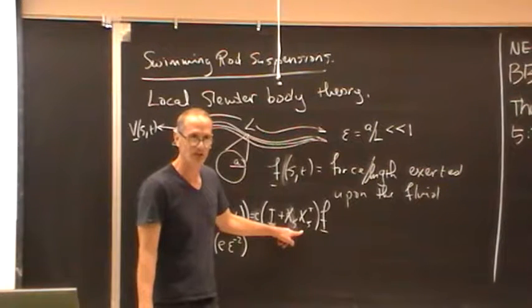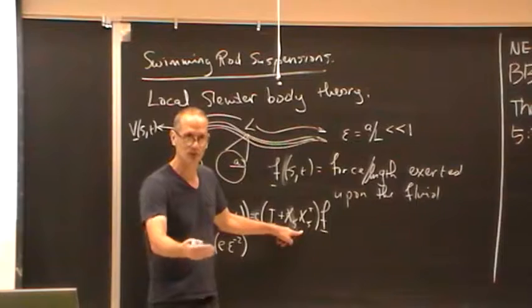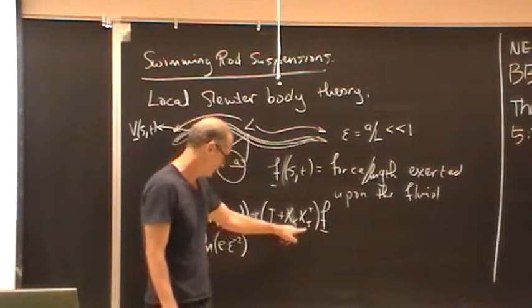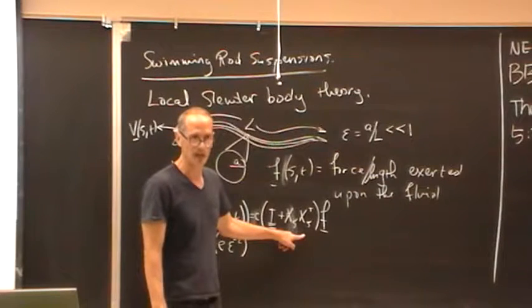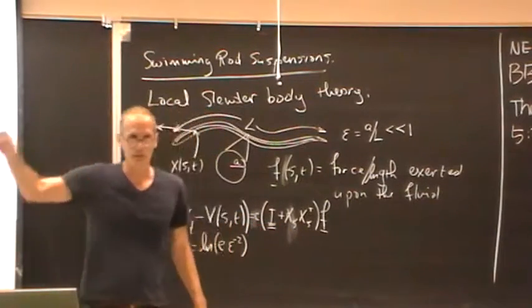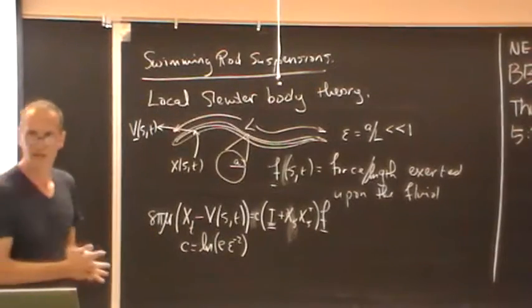Does everyone know what X_s is? That's the tangent to the curve. I'm taking an s derivative of position along the center line, so that's the tangent. So this is a rank 1 tensor formed from the outer product. Does anyone not understand what I mean by that? Okay?